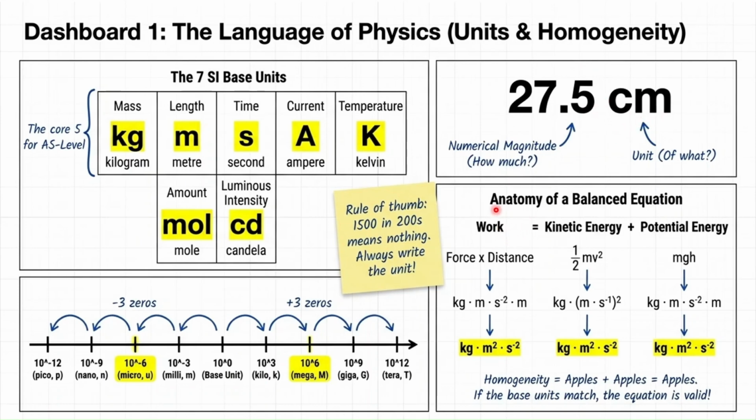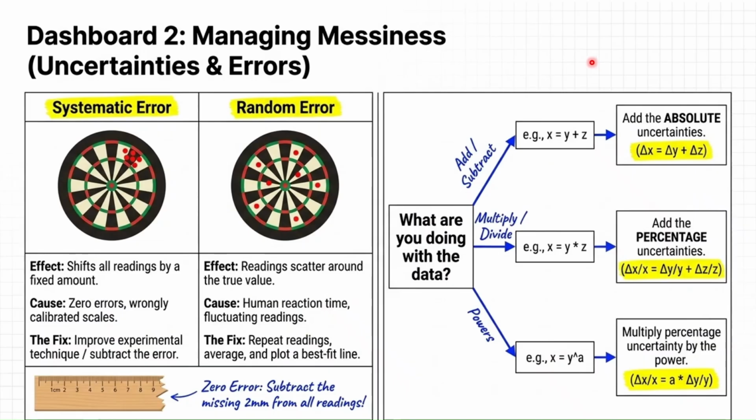Now we also see the anatomy of a balanced equation, which we did as an example: work is equal to kinetic energy plus potential energy. We saw this in our last video. Now it is called homogeneity. If any equation does not follow homogeneity, it is not a right equation. It must follow homogeneity. This is part one, which is units and homogeneity.